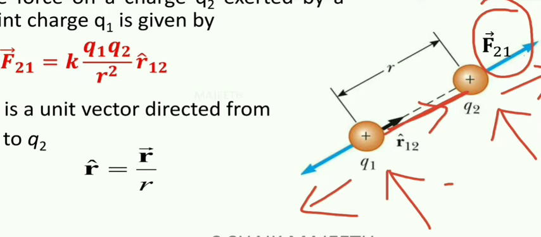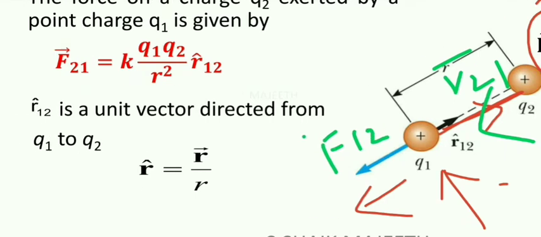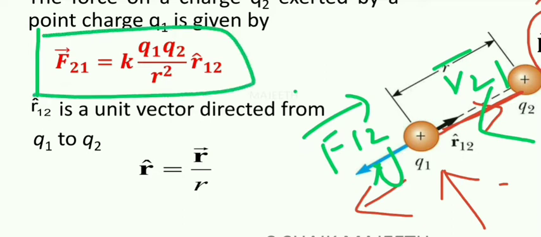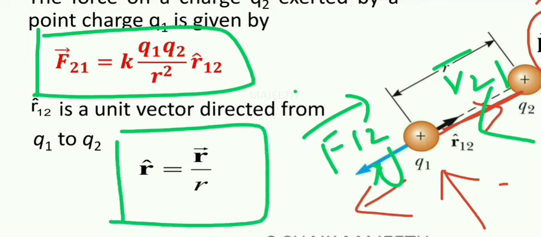Similarly, r21 lies along this direction. If we find F12, this is the F12 direction. Why is it the F12 direction? Because charge 2 is acting on charge 1. That is the meaning. So this is the vector form of Coulomb's law. F21 is equal to K into Q1 Q2 divided by r12 squared, into r12 cap. We know the unit vector is given by r cap is equal to r vector divided by mod r, or magnitude of r. So this is the vector form of Coulomb's law.